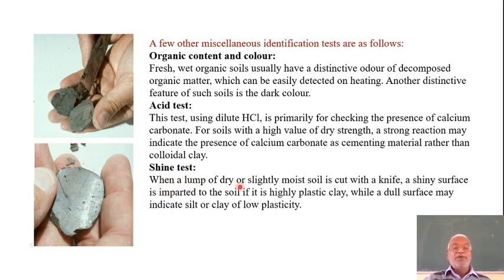Shine test. Now, when a lump of dry or slightly moist soil is cut with a knife, here it is being cut, here also it is cut off. When soil is cut with a knife, a shiny surface is imparted to the soil if it is highly plastic clay, while a dull surface may indicate silt or clay with low plasticity. Okay, with this I think we'll stop.